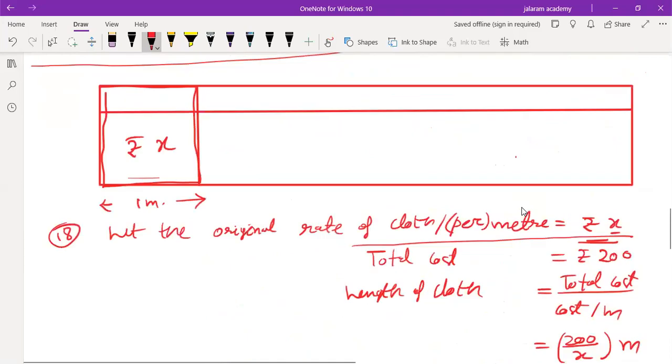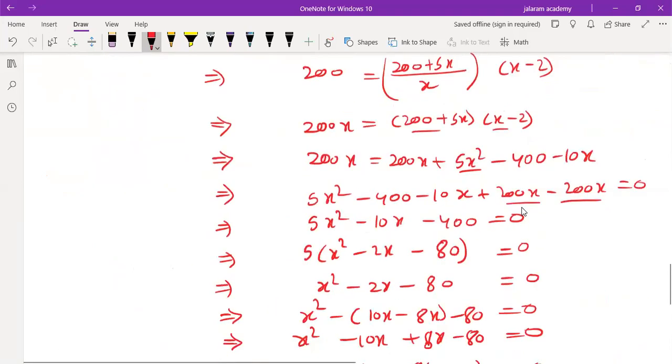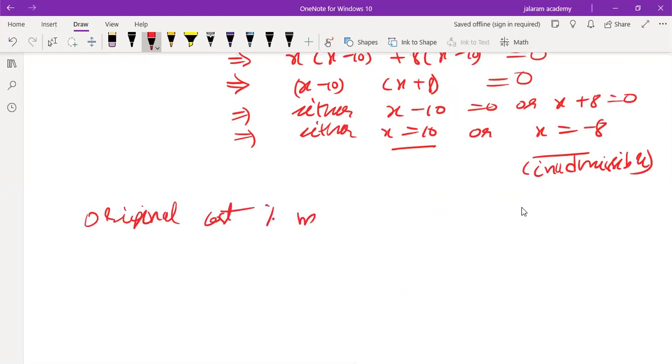As we have assumed that the original rate of cloth per meter is rupees X, this rupees cannot be negative. It means this is inadmissible. Means original cost per meter is rupees 10 only. Original cost per meter, it is not percentage, per meter. Okay. Original cost per meter of cloth is rupees 10.